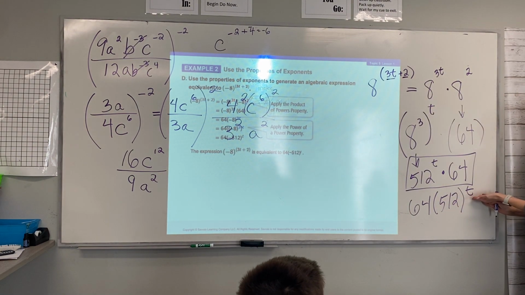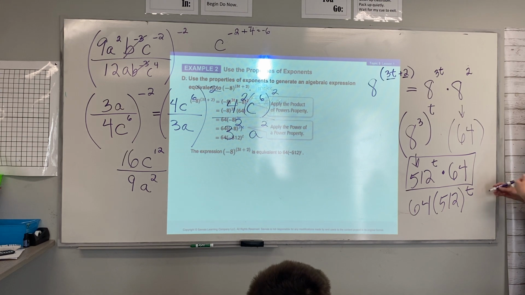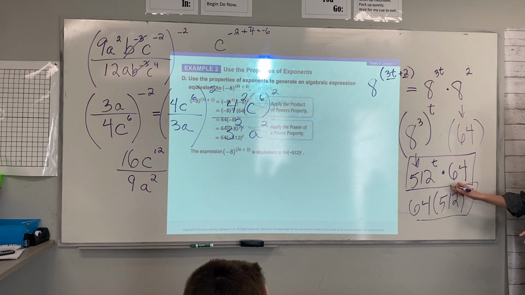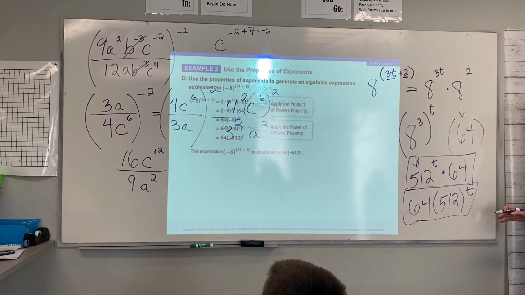Since we can't actually bring anything to the t power because we don't know what t is yet, then we can't multiply. If somebody said t equals 2, then we could do that and then multiply them, but we have to follow order of operations. Therefore, this is the answer as simple as we can get it.